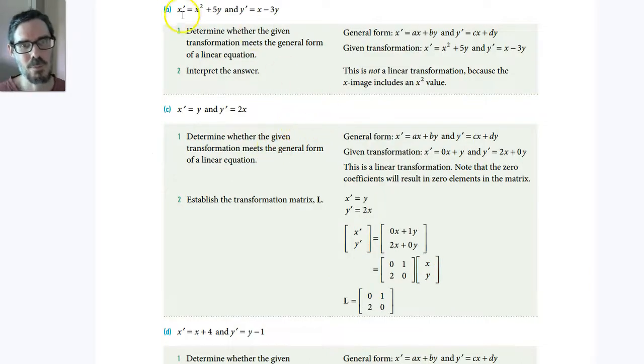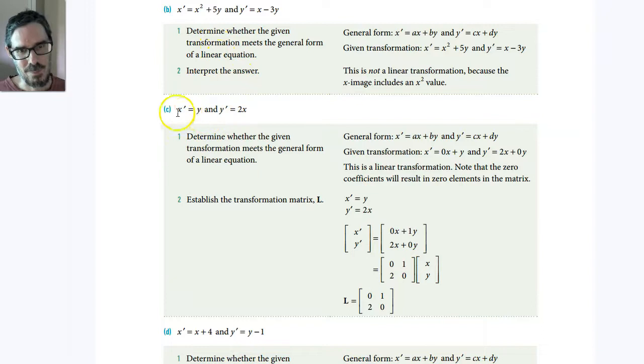Here's another example. X prime is x squared plus 5y, and y prime is x minus 3y. Well, this one is not linear, because x squared is not a linear combination of x and y. X squared is squared, not linear. So I cannot write this transformation. Hear this carefully. This is a transformation, but I can't write this transformation using a linear transformation matrix because it's not linear.